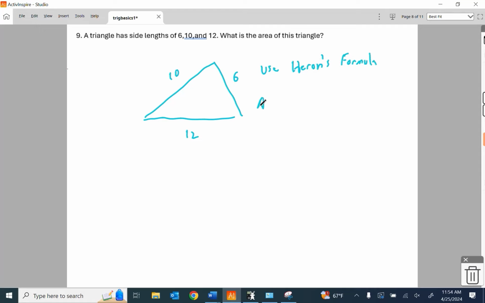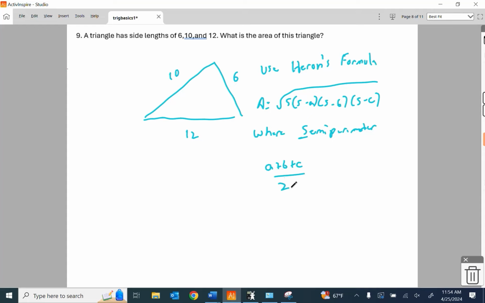which says that the area of a triangle is the square root of s times s minus a times s minus b times s minus c, where s is the semi-perimeter. Now, the word semi means half, so it's a plus b plus c over 2. So let's find s. S is going to be 10 plus 6 plus 12, sitting pretty over a 2. That's going to be 28 over 2, which is 14.